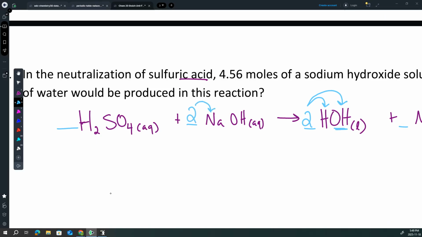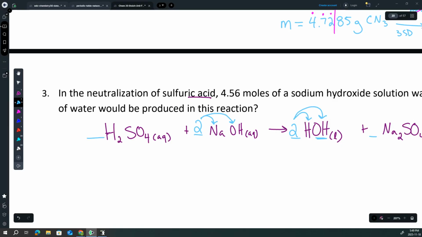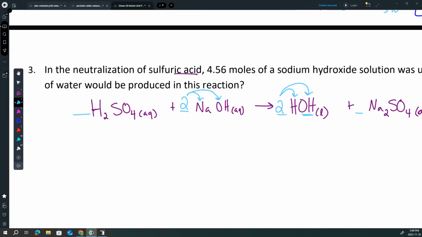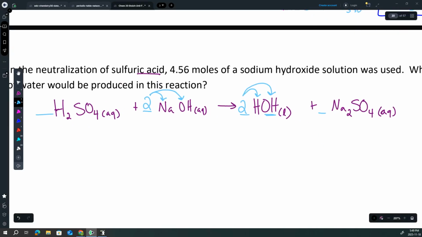So we got that 2 not just affecting hydroxide, also affecting the sodium. So hydroxides and hydrogens are balanced. Now I'm going to worry about sodium. So we got 2 sodiums coming in, 2 coming out. That's balanced. 1 sulfate going out, 1 sulfate coming in. That's done.